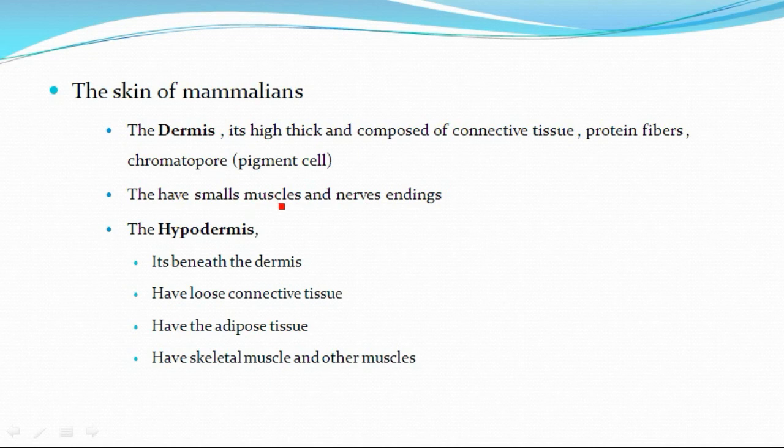They have small muscles and nerve endings also present in the dermis of the mammal. The hypodermis is beneath the dermis. The hypodermis in mammalian skin has loose connective tissue and also adipose tissue. As we said, adipocytes are cells which collect fats from the body and store them in the skin, and they have skeletal muscle and other muscles present in the mammalian skin.